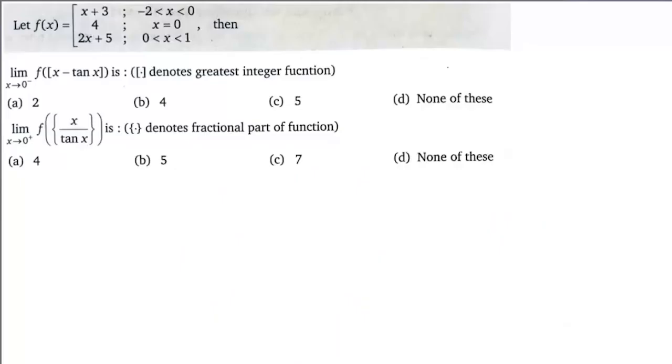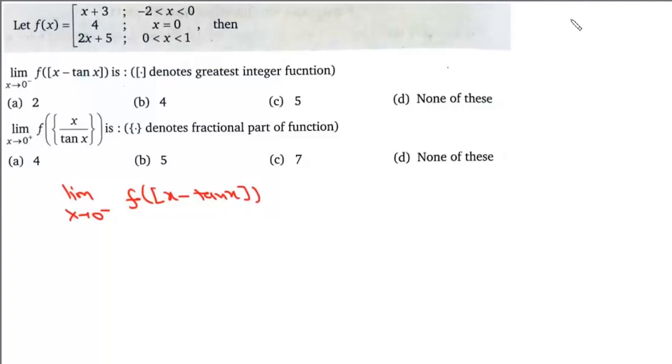Now here the question is, we are given this function f(x), which is x plus 3 when x lies between minus 2 and 0, 4 when x is equal to 0, and 2x plus 5 when x lies between 0 and 1. Now the first question is, we need to find this limit x tends to 0 negative of f of (greatest integer function of x minus 10x).